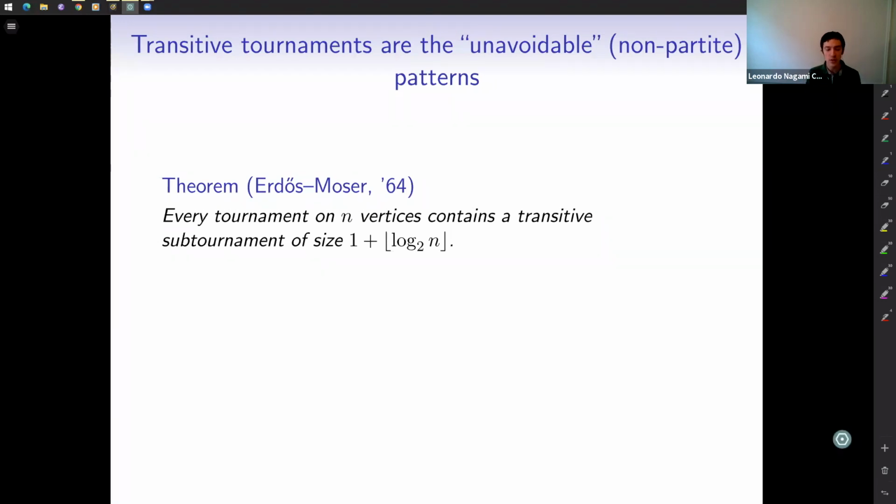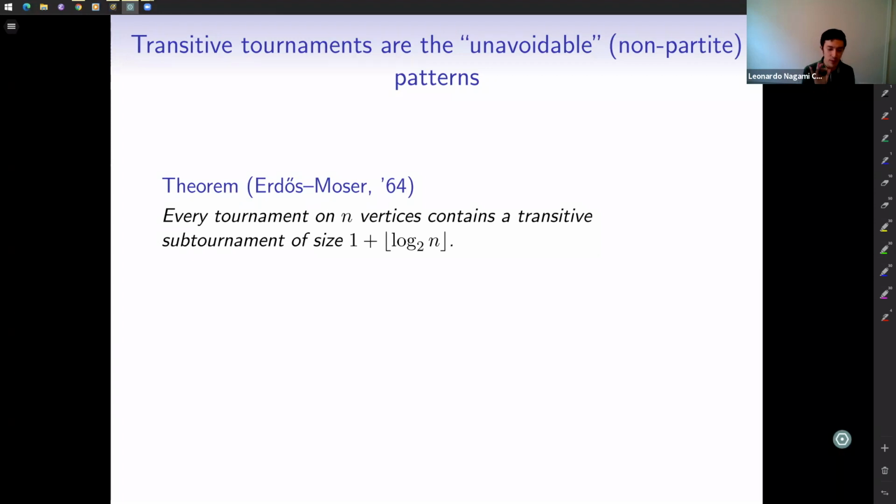And Erdos and Moser say that, well, if you have a tournament on n vertices, you cannot avoid a transitive tournament of essentially logarithmic size. You must have a logarithmic size transitive tournament. Now, as I said, this theorem is saying that the unavoidable tournaments here are transitive tournaments. Now, a transitive tournament is one that you can order.